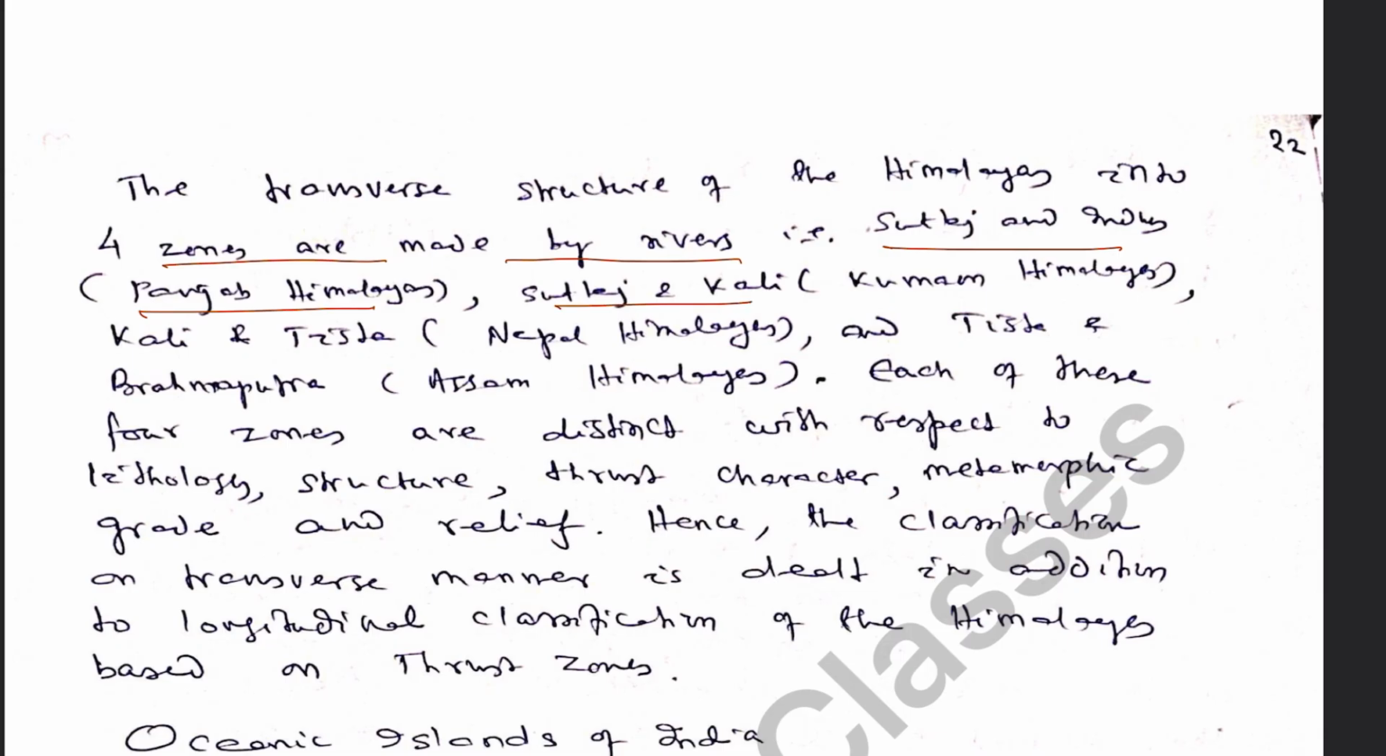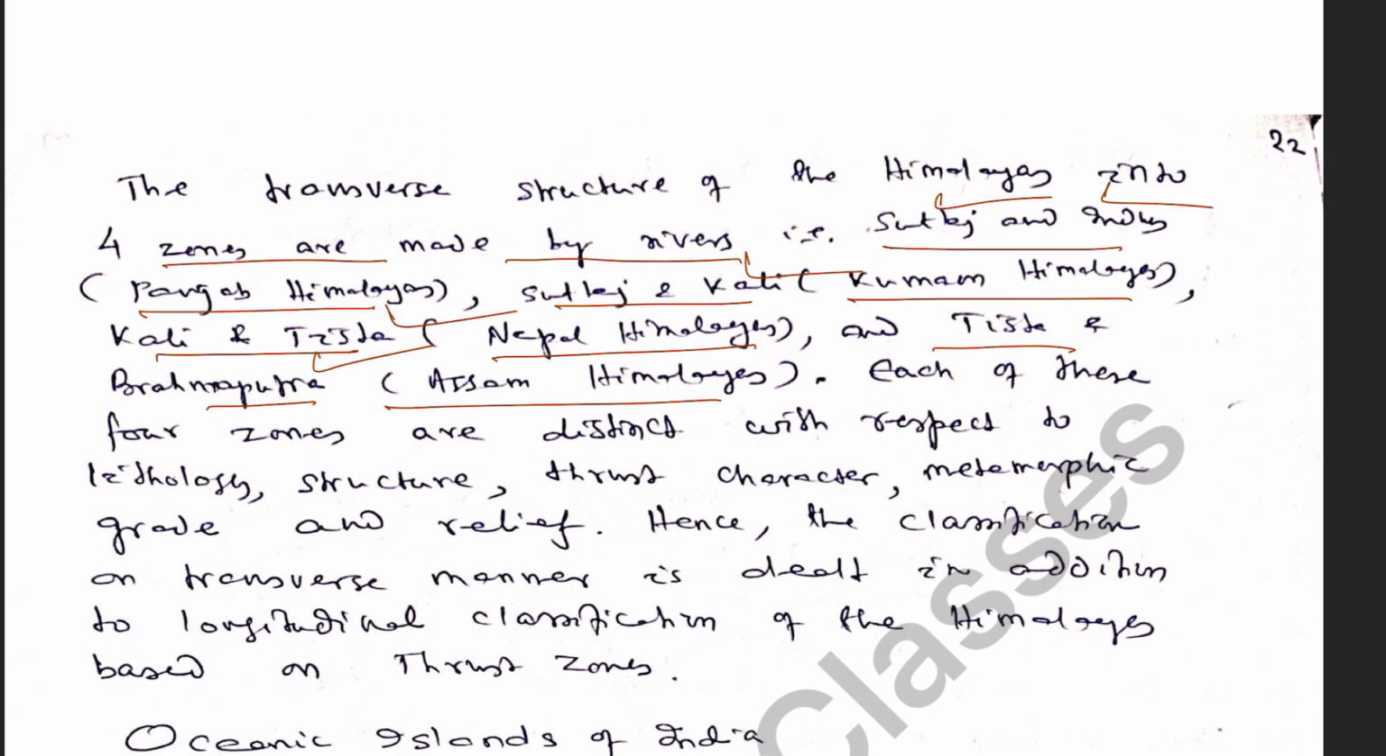Satluj and Kali, they separate the Kumaon Himalayas. Kali and Tista, they separate the Nepal Himalayas. And Tista and Brahmaputra, they separate the Assam Himalayas. So these are the 4 zones that have been separated by these rivers: Satluj, Indus, Kali and Tista and Brahmaputra. These are the 5 rivers which have divided the entire Himalayan zone into 4 units.